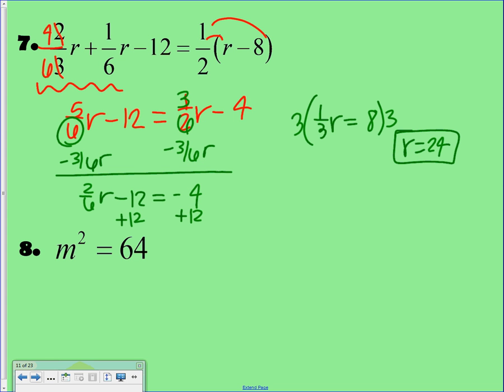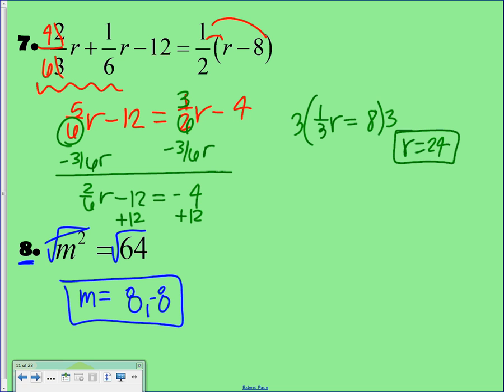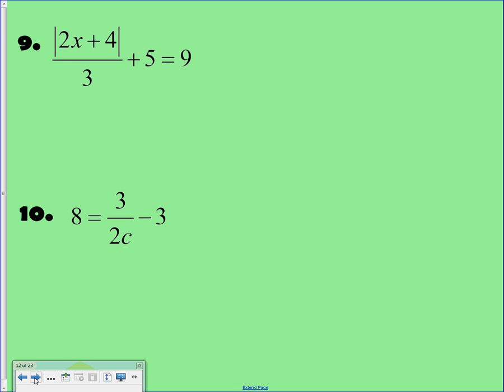Hang in there. This time I've got something squared equals 64. So the opposite of that is the square root. So square and square root cancel. M equals 8. It could also equal -8 because -8 squared is a positive 64. So the tricky one here, make a note for yourself, is that there can always be two answers when you're square rooting something.